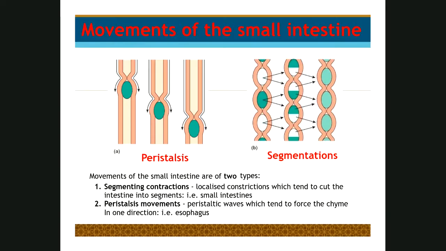So here the movement in the small intestine, we have the two types, the peristalsis, which moves the particles in one direction, and the segmentation, as I explained to you, that helps in continuing physical breakdown of the food particles or the food bolus.